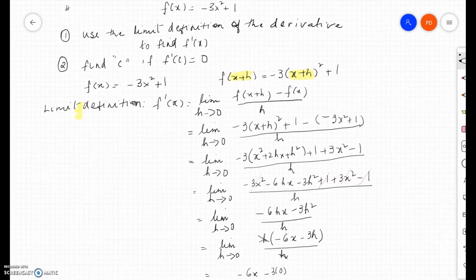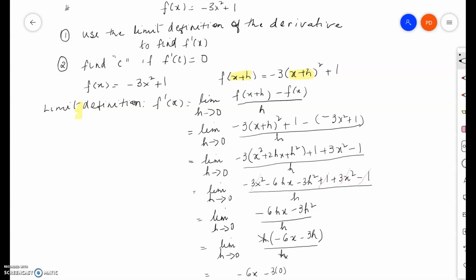So let's start off with the limit definition itself. So f prime of x is equal to the limit of f of x plus h minus f of x, divided by h, as h approaches 0. So first we need to write down the limit definition of the derivative. Once that is done, we know exactly what to do next. We need to plug in f of x and we need to plug in f of x plus h.